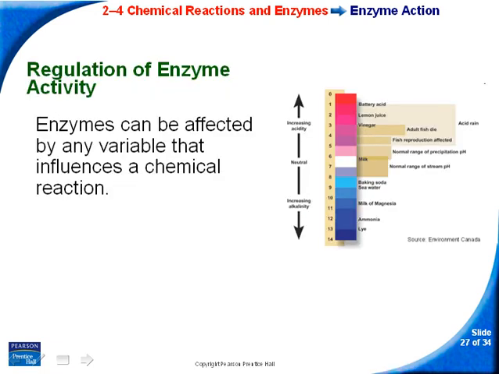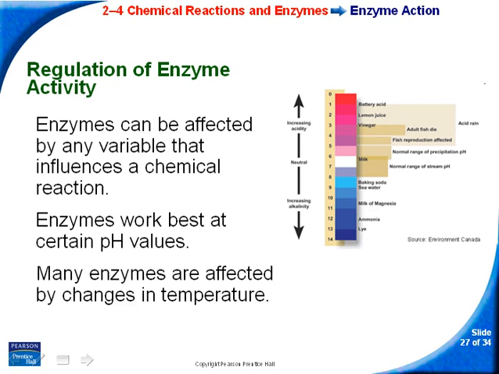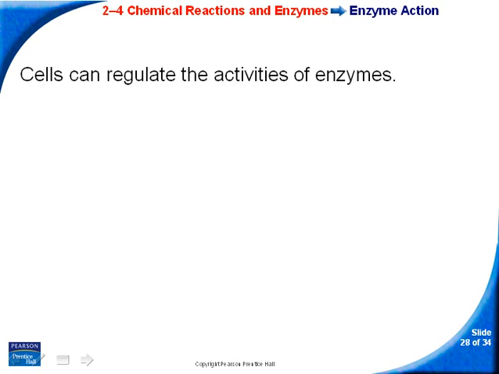Enzymes can be affected by any variable that influences the chemical reaction, such as pH. They work best at certain pH values. You would think that most reactions would work very close to a pH of 7, although in your stomach you'd probably think they would work at a much lower pH. Enzymes are also affected by changes in temperature, and as it happens, most enzymes work very well at human body temperature, which is about 98 degrees Fahrenheit.